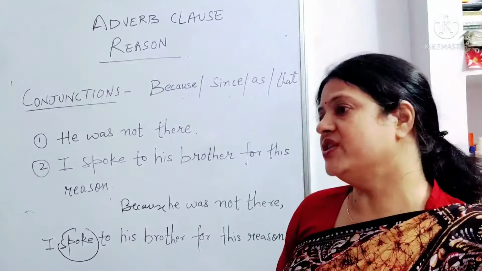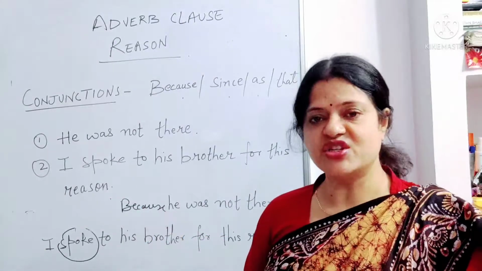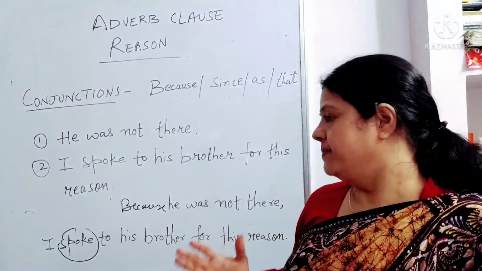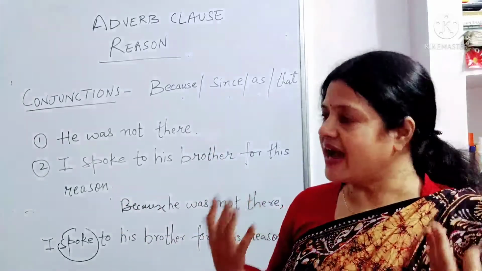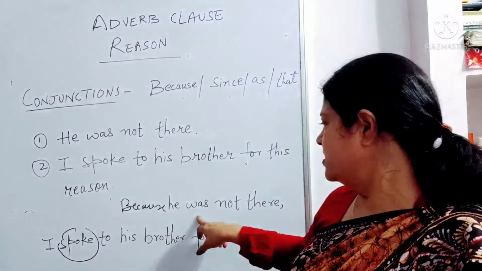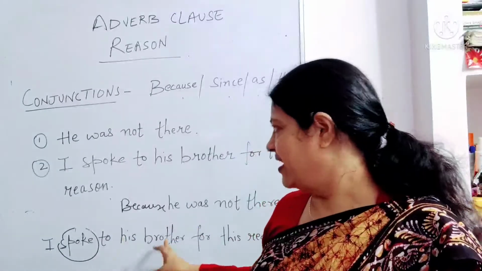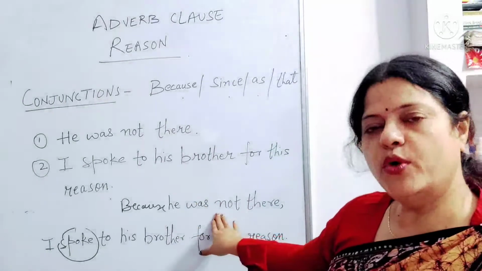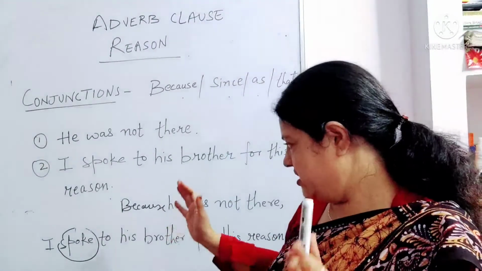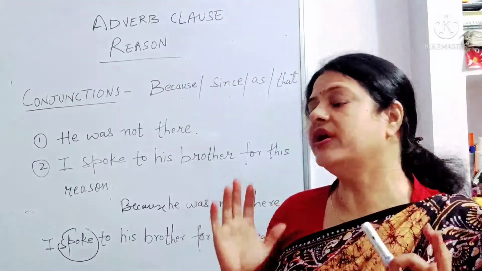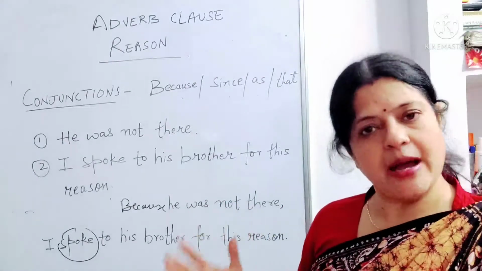Now one question arises: can any sentence start with because? Yes, it can start with because. Many grammarians think that this is the right kind of sentence. So: because he was not there, and then we put a comma, and now we write the principal clause. This subordinating adverb clause of reason can come in the beginning of a sentence, or it can come at the end of a sentence after the principal clause. Both are applicable.